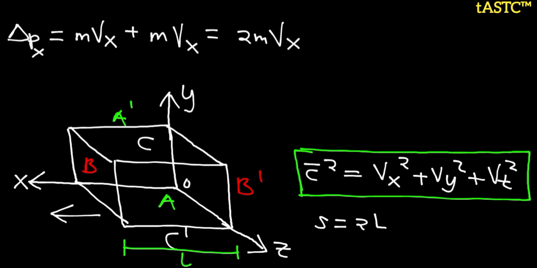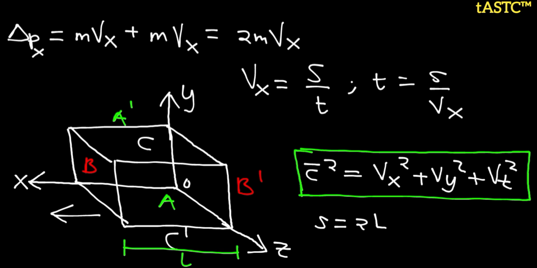Now, why do we need that? We know that velocity, in this case in the x-axis, is going to be the displacement divided by the time. Now, we need to make the time the subject. If we make time the subject, that is going to be displacement divided by v sub x. But we know that the displacement is 2L, because the molecule moved in two separate directions. So that is going to be 2L divided by v sub x.